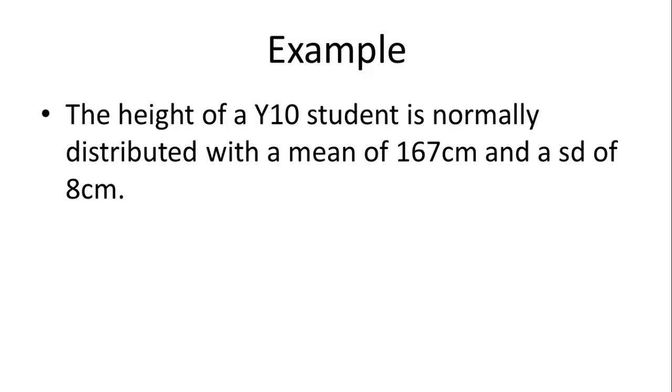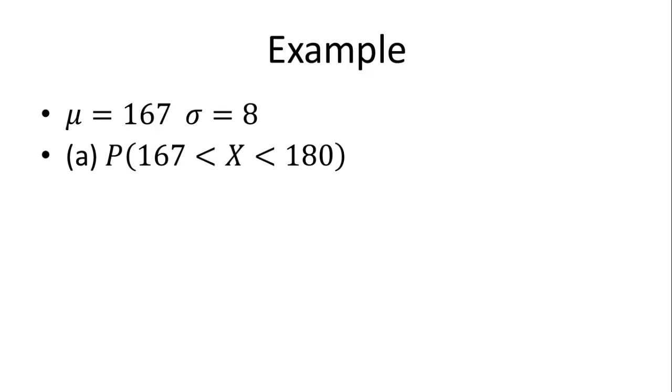So we'll go through this first example. We're going to do 2 this time just so we can get a mix of numbers. Year 10 height, mean of 167, standard deviation of 8 centimeters. So recall here we've got mean of 167 and standard deviation of 8. What's the probability that we have a height between 167 and 180 centimeters?